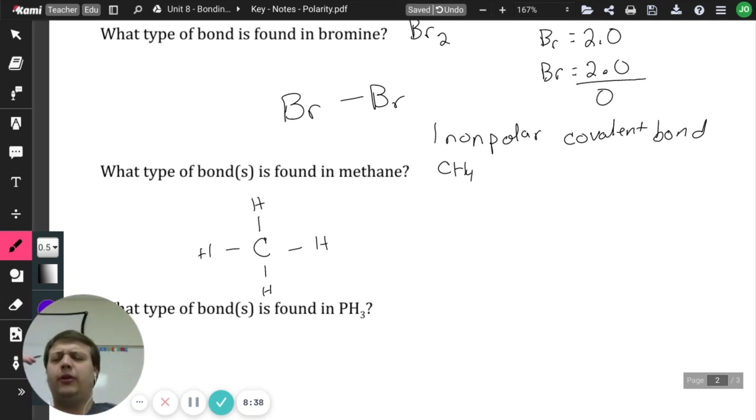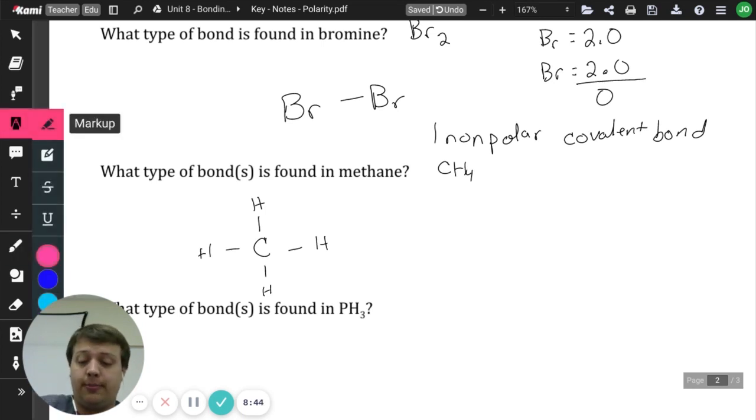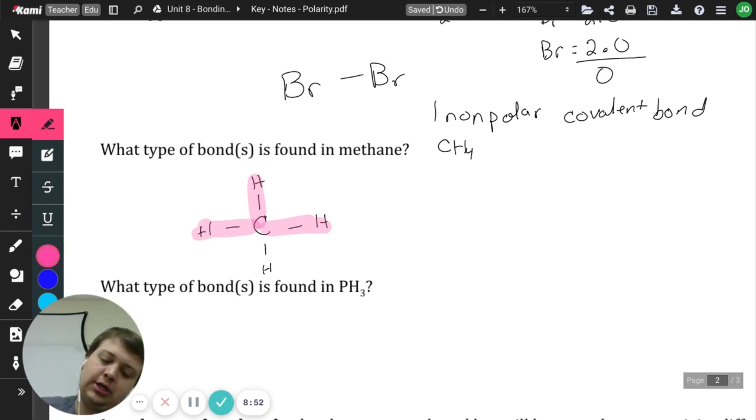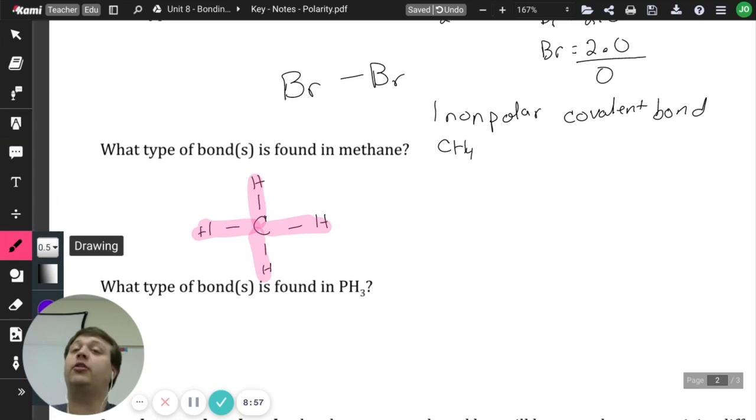So you're like, okay, if I've got to determine what the polarity of the bond or bonds are, which bond am I talking about? Well, I'm talking about all the bonds. So I need to determine the polarity of the bond between that carbon and hydrogen, that carbon and hydrogen, that carbon and hydrogen, and that carbon and hydrogen. So I need to look at all the bonds and determine the polarity of every single bond.